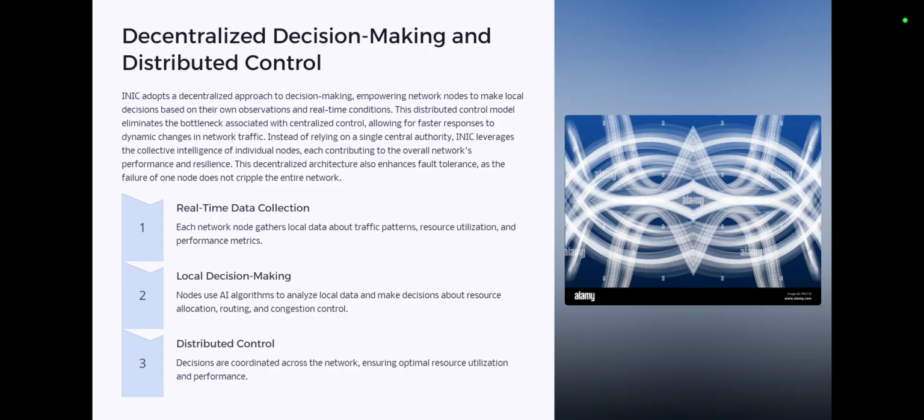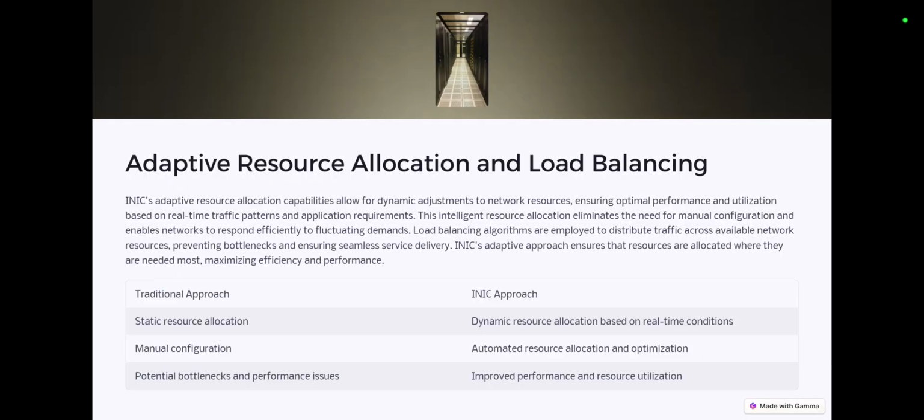As we can see, there are three points: real-time data collection, local decision making, and distributed control. Each network node gathers local data about traffic patterns. Nodes use AI algorithms to analyze data, and decisions are coordinated across the network, ensuring optimal resource utilization and performance. These are adaptive resource allocation and load balancing.